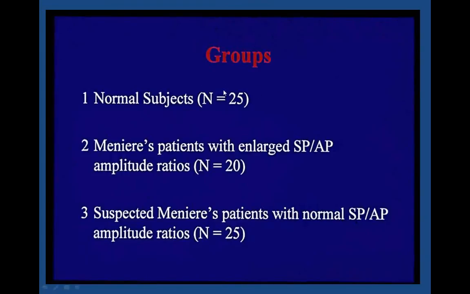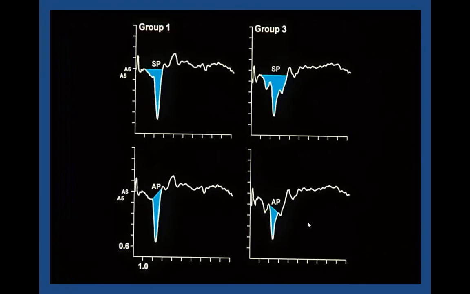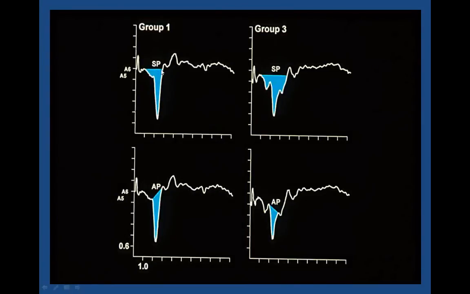I had a student who did an initial study on this where we had 3 groups of subjects: normal subjects, Meniere's patients with enlarged SP-AP amplitude ratios, 20 of those, and then we had suspected Meniere's patients, but their SP-AP amplitude ratios were normal. The way we measured the area is we set a cursor at the onset of the SP, we extended it to where the waveform returned back to our baseline point, which was the onset of the SP, and we called that the area of the SP.